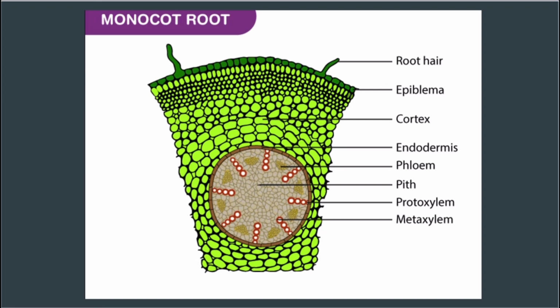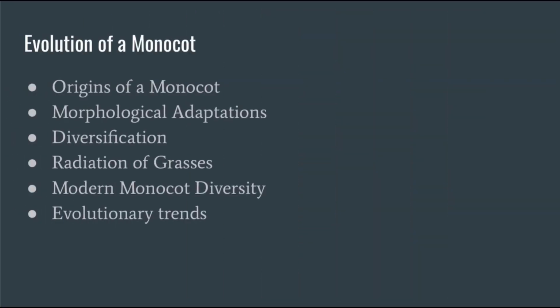Finally, we're going to look at the protoxylem and the metaxylem. These go hand in hand. The protoxylem are the first formed xylem vessels, and they're typically smaller and towards the outside of the vascular bundle, while the metaxylem are the larger vessels that are towards the center of the vascular bundle. Next, we're going to look at the evolution of a monocot.